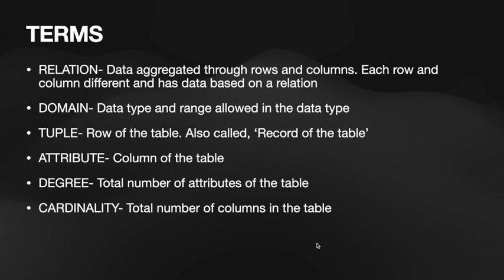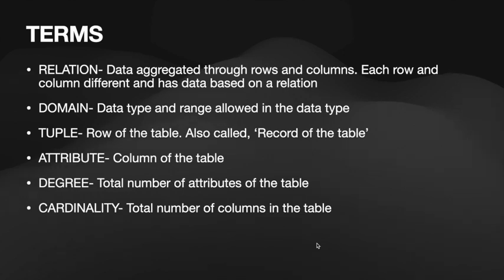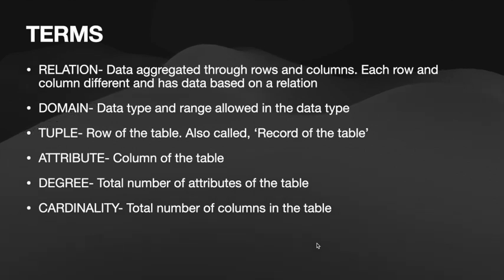The first thing we need to know about RDBMS is some terminology, like relation, domain, tuple, attribute, degree, cardinality. Relation means data aggregated through rows and columns. Whatever data is there, if it is combined together as columns or rows, it is combined through a relation. Each row and column has data based on that relation.